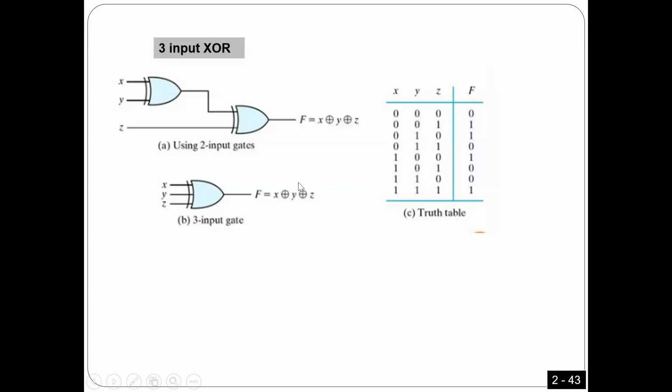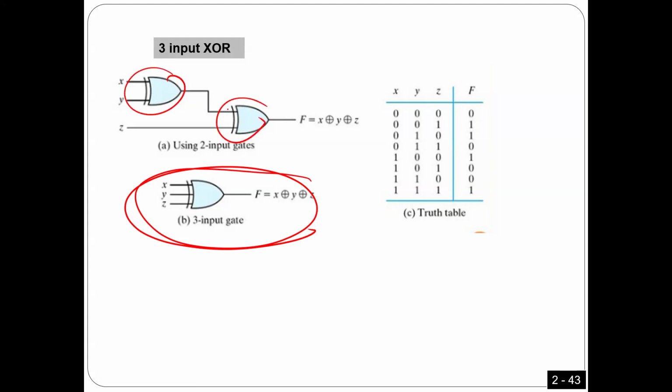I don't remember any case where we need more than one input. But if for some reason you have three inputs here, it means you have to do it in two steps. I want you to understand this part. This XOR is different from AND, NAND, or NOR.